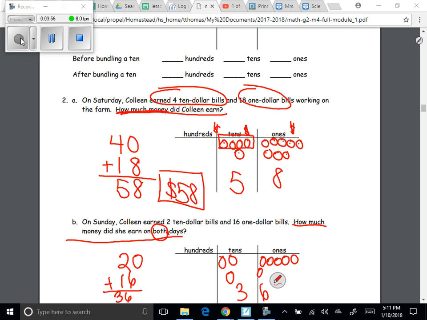But that is not my answer because they want to know how much she made on both days, which means I am going to have to add 36 to 58. So I'm going to take 36, and if I wanted to label this, even though that's not my final answer, plus 58. I could also use my place value chart for this. I could just use the numbers, which this time I'm going to use. So I'm going to start with my ones column, and I'm going to add 6 plus 8.